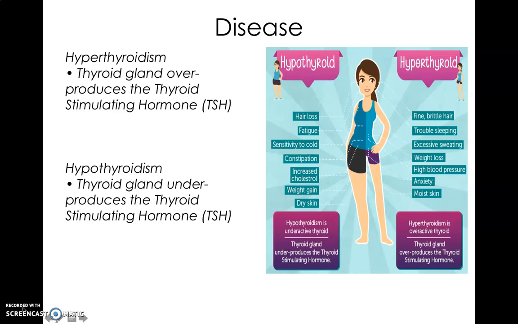Hypothyroidism is when your thyroid gland is underproducing T3 in your body, and the most common treatment is using levothyroxine to bring the levels back to normal.